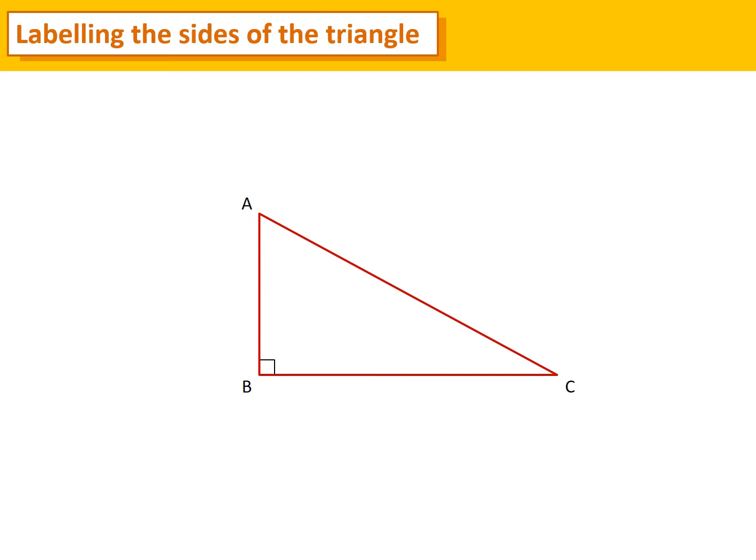Here's another right-angled triangle, and this time that angle is marked in. Remember, if that were an eye, it looks at the opposite side. The hypotenuse is opposite the right angle, and the third side is the adjacent.